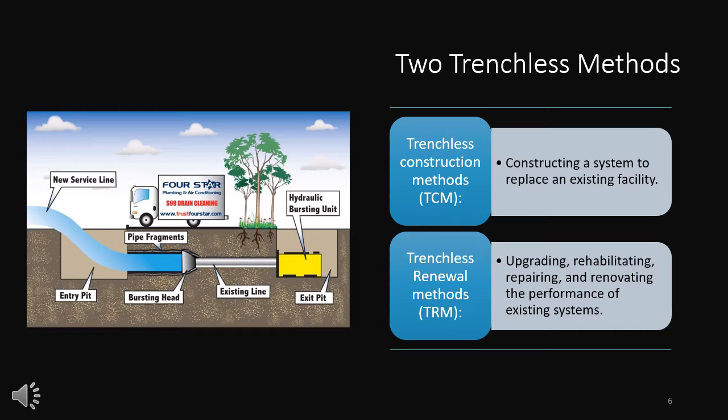Now, there are two types of Trenchless methods. First type being Trenchless construction methods, in which we are constructing a system to replace an existing facility. And next will be Trenchless renewal methods, whereby we are upgrading, rehabilitating, repairing, or renovating the performance of an existing system. So these are the two types of Trenchless methods.